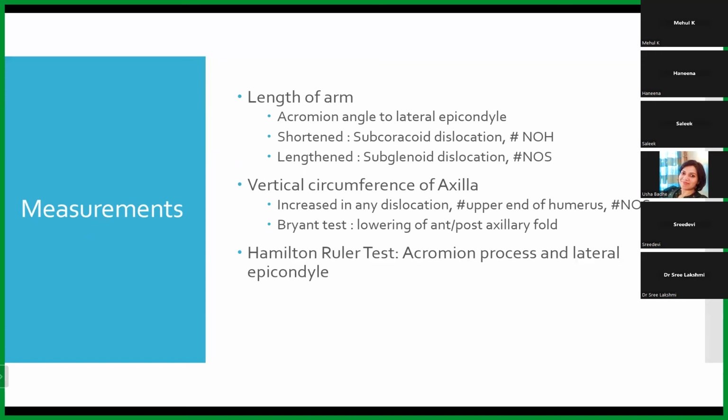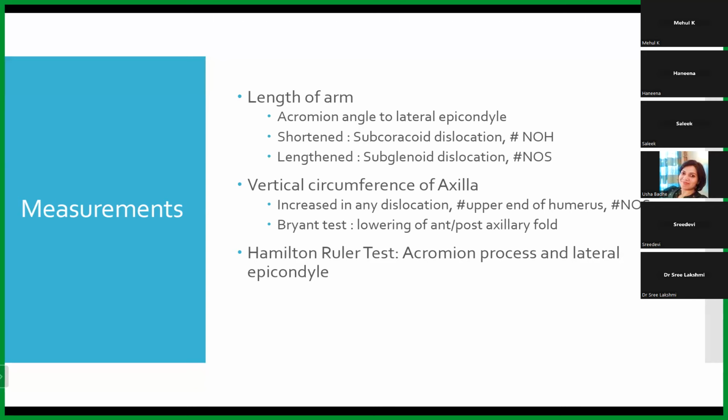Now, one thing is measurements. Various measurements are done during examination of the shoulder, mainly the length of the arm and the vertical circumference of the axilla. So, length of the arm. Where should we be measuring? We should be measuring from the acromion angle, that is where the spine of the scapula turns in and becomes the acromion process. From that angle to the lateral epicondyle, we should be measuring. The importance is not of the absolute value, but rather comparing bilaterally, looking for any relative lengthening or shortening of the distance with respect to the healthy side.